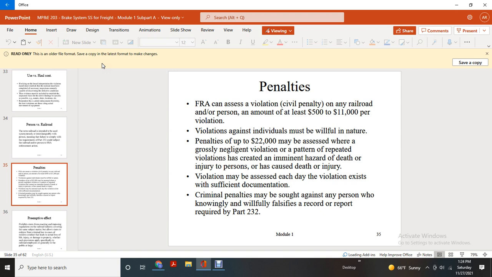Violations against an individual will be willful in nature. Penalties up to $22,000 may be used for a grossly negligent violation pattern, for repeat violations, or where the violation created imminent hazard of death or injury to a person, or caused death or injury. A violation is assessed for each day of the violation if there is sufficient documentation. Criminal penalties may be sought against any person who knowingly and willfully falsifies a record or report required by Part 232.